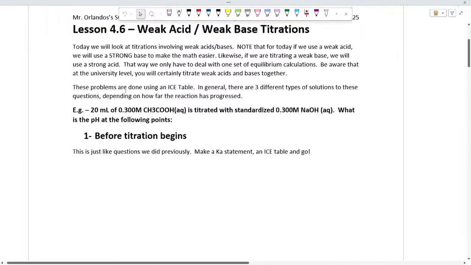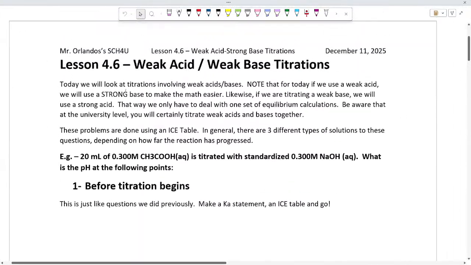All right. So today we're going to do titrations. We're not going to physically do them. That'll hopefully happen on Monday. But we're going to talk about doing a titration with a weak acid. And you're going to see right away that it is considerably more complicated.